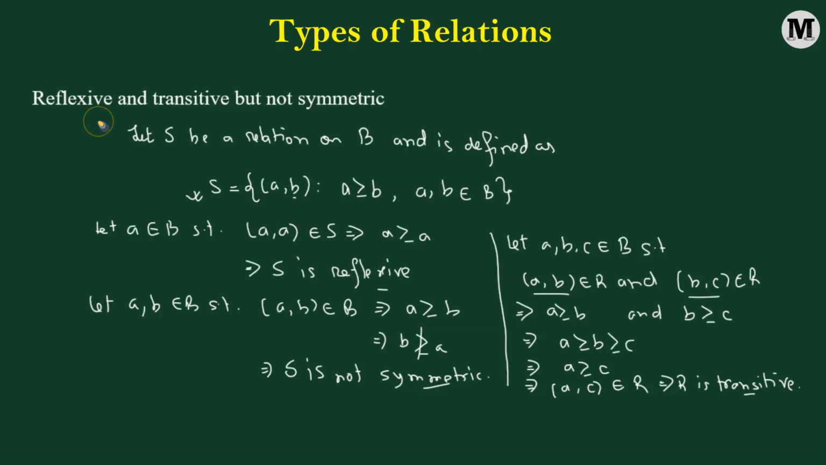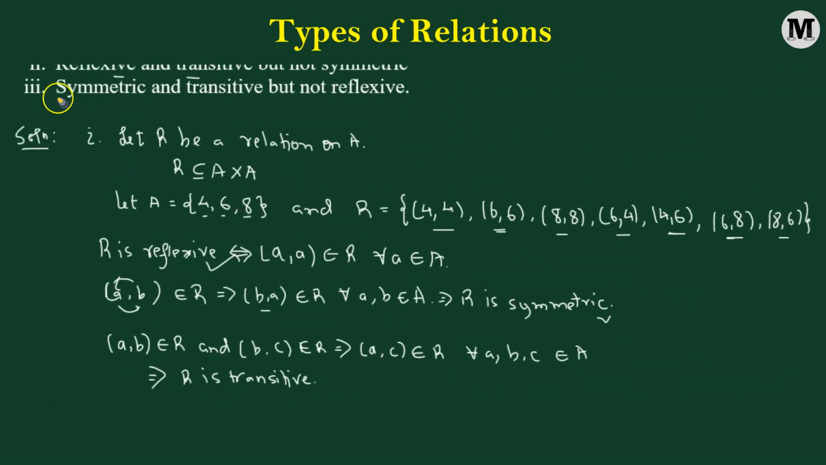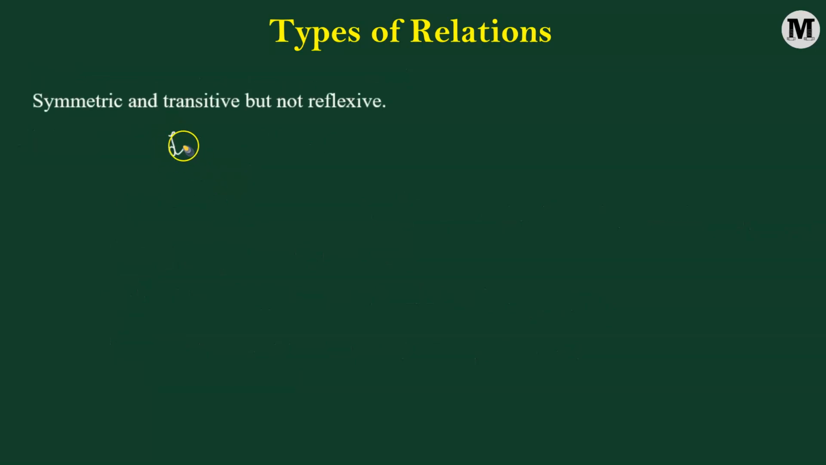Okay, now let's come to the final one, the third part, where we have to give an example of a relation that is symmetric and transitive, but not reflexive. We begin by considering a set A containing two elements, 1 and 2. We are going to consider a relation R on the set A containing the ordered pairs (1, 1), (1, 2), and (2, 1).